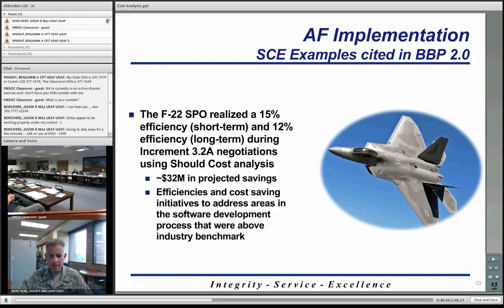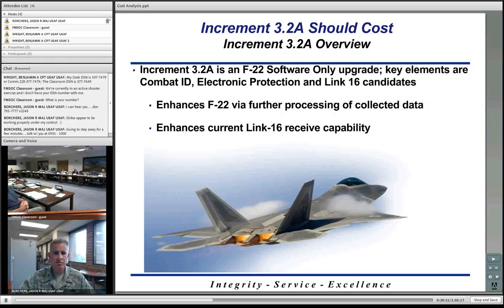Some of the details of what they actually did in the F-22 program office. Again, this just kind of describes what the Inc. 3.2A was about, mainly changes to software.